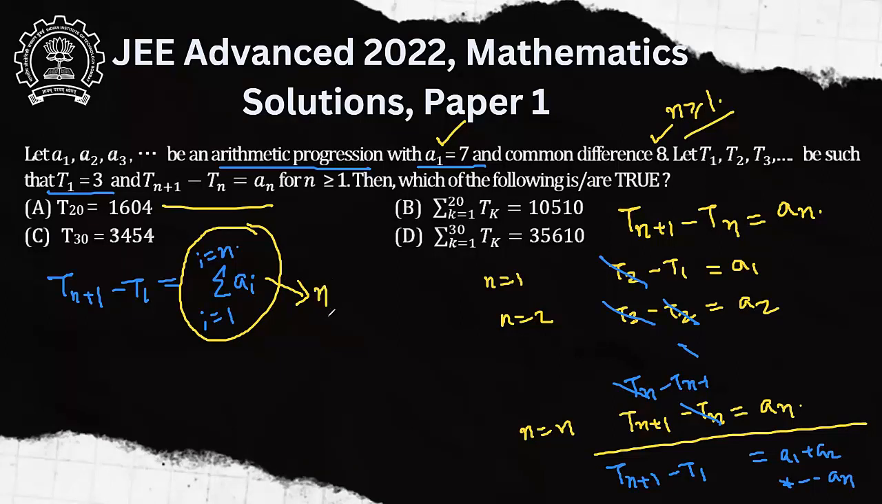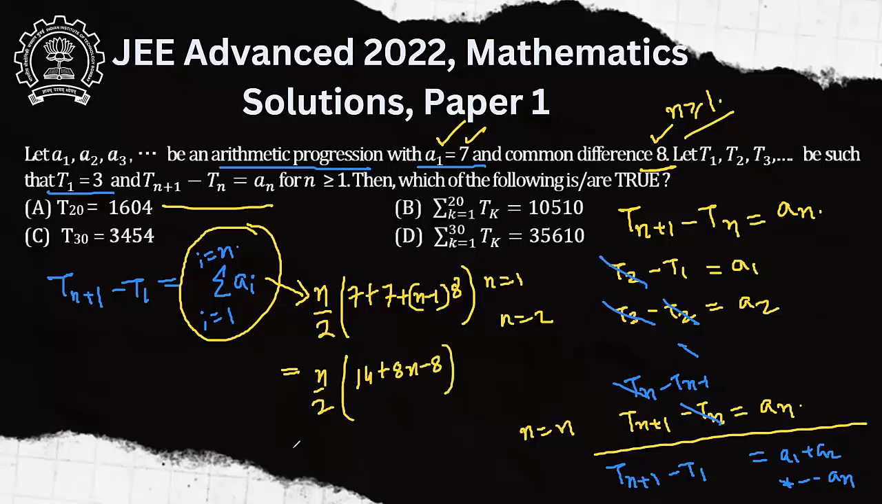So for n terms, the sum is n by 2 times first term plus the last term of the AP. First term is 7 plus the last term is 7 plus n minus 1 times the common difference, that is 8. Okay, that is given to be 8. Okay, so simplifying this will give me n by 2 upon 14 plus 8n minus 8, right? That is n by 2, 8n plus 6. That is n times 4n plus 3, right? So this thing here I am getting as n times 4n plus 3.